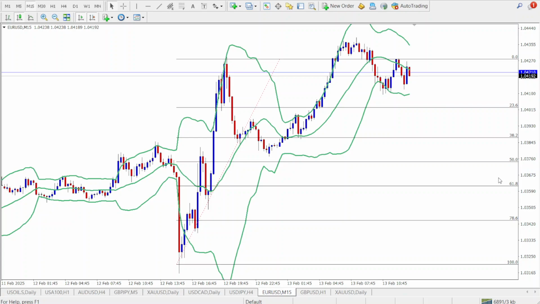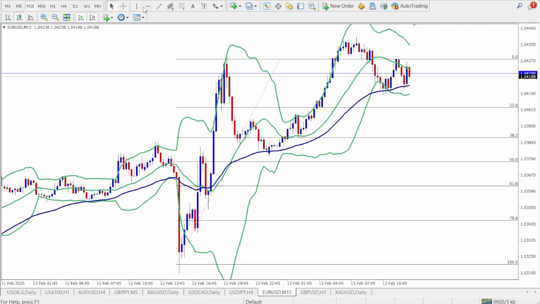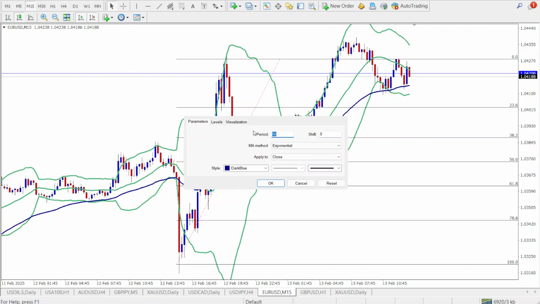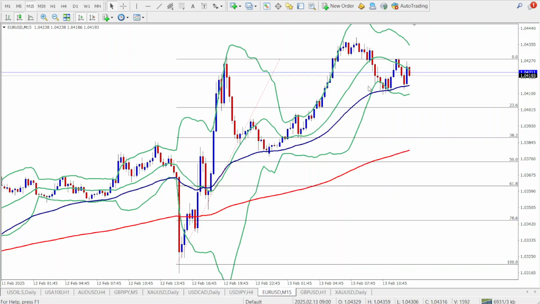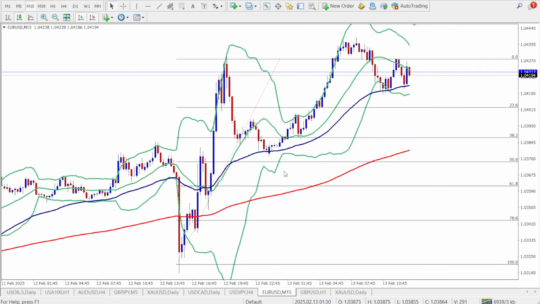Okay, here's how you can combine them. You can actually use, for example, the moving averages, let me add both the 50 and the 200, right? You can use the moving averages for trend confirmation, right? You can use them to confirm the direction of the trend.